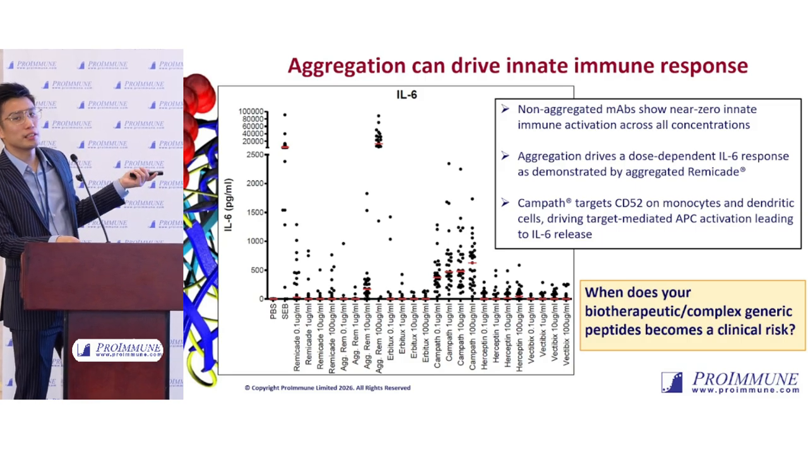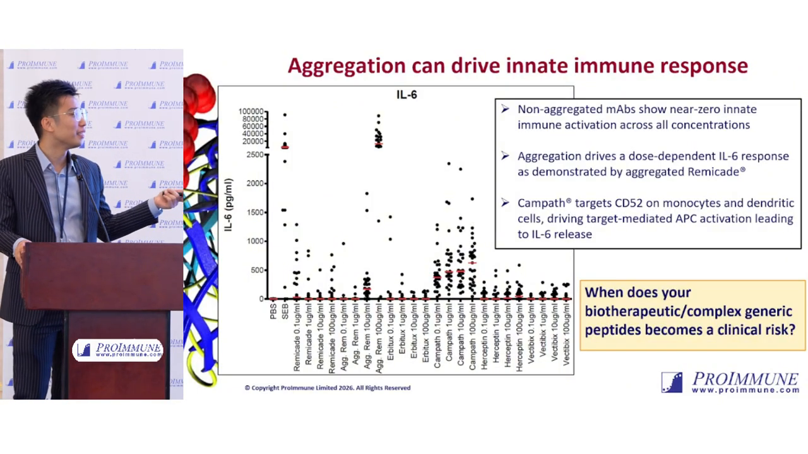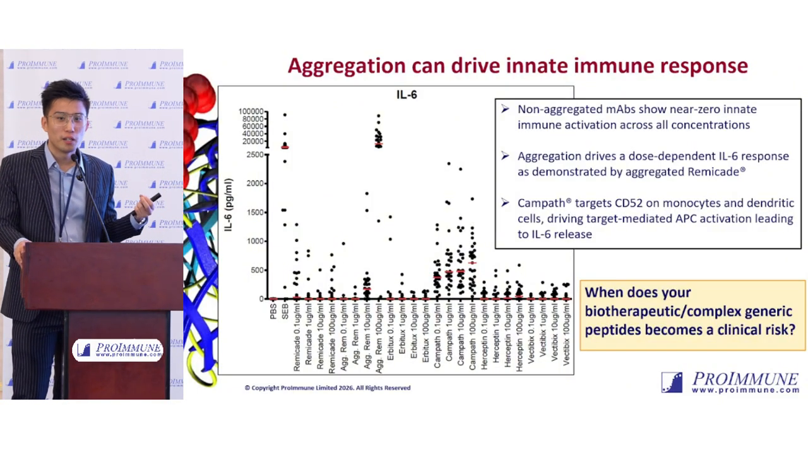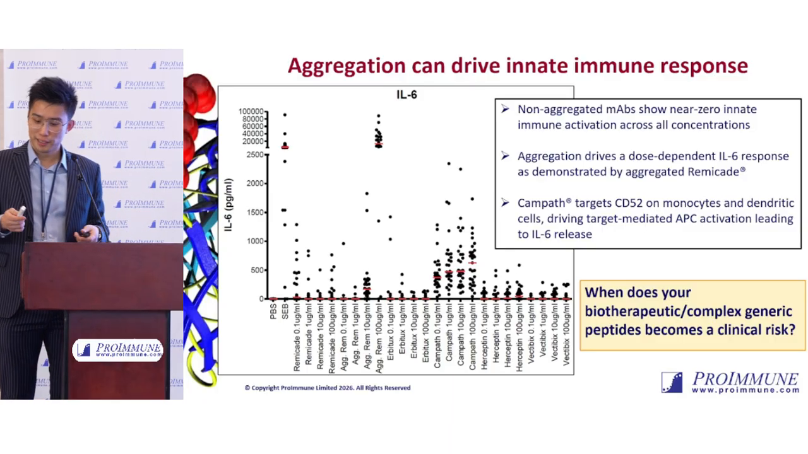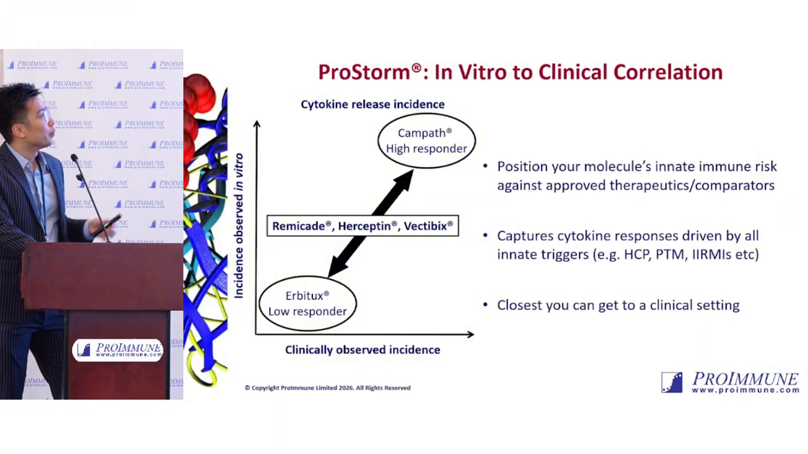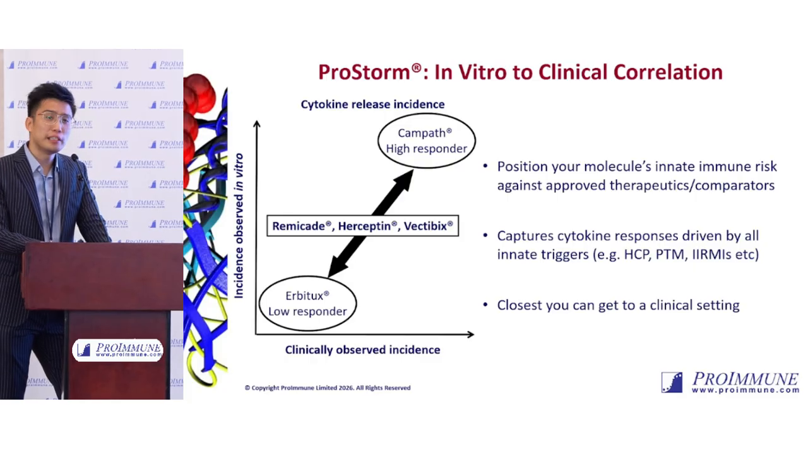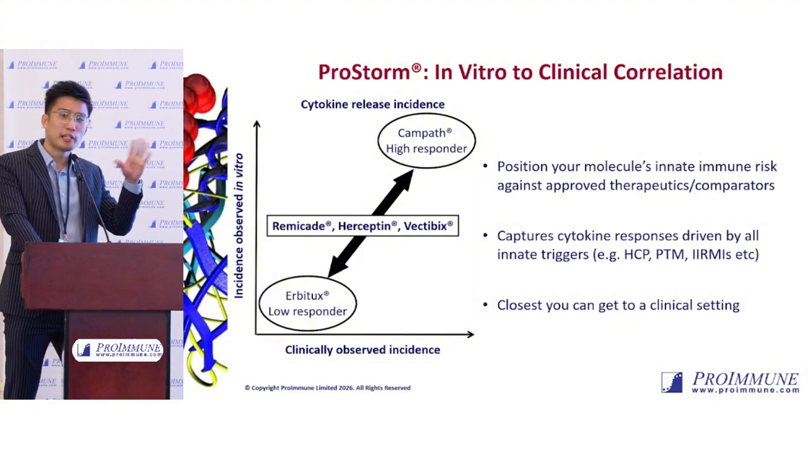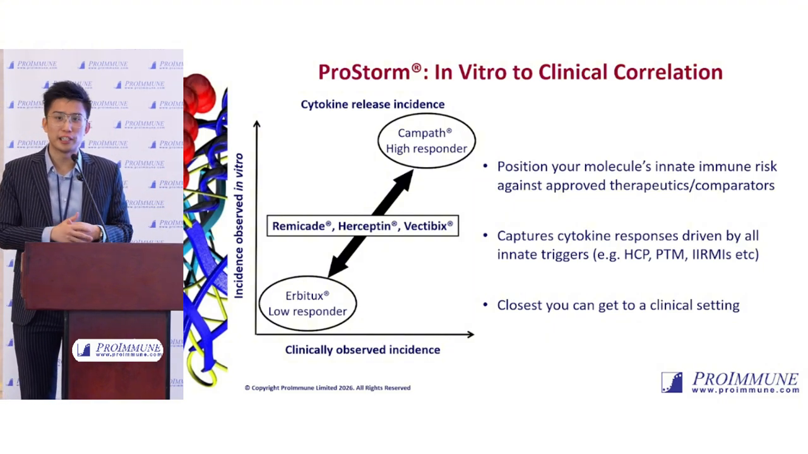So then the big question for everyone to think about, and I don't really have a good answer for this yet, it depends, is: when does your biotherapeutic or complex generic peptide become a clinical risk? That would be a good question to think about. In this example, you can see there's a correlation between the in vitro and the clinical data here. And I know the earlier slide shows that aggregation is a factor where you can capture the innate immune response, but this particular assay captures beyond just the aggregation factor.